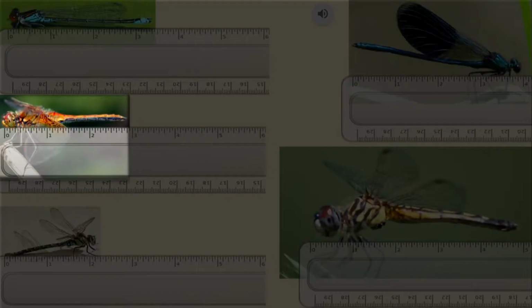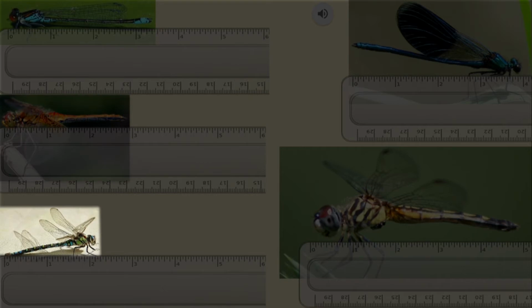Let's look at the next dragonfly. Once again, I'm measuring from the head to the tail horizontally, and I see that the tip of this tail ends right before the 3-inch mark. So this dragonfly is also about 3 inches long. For this little dragonfly, I'm measuring him from the tip of his tail to his head. And I can see that he is just over about 2 inches long.